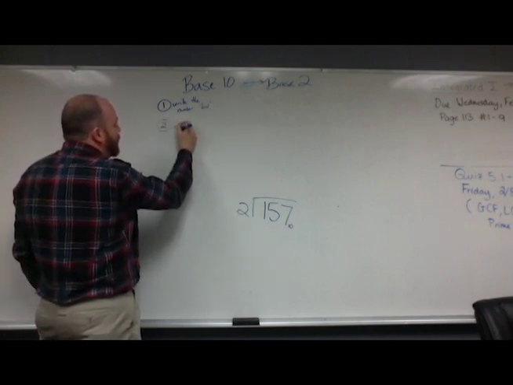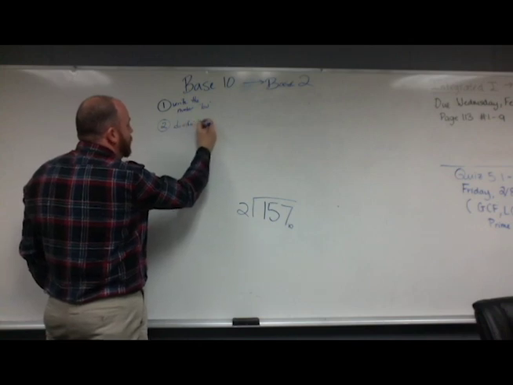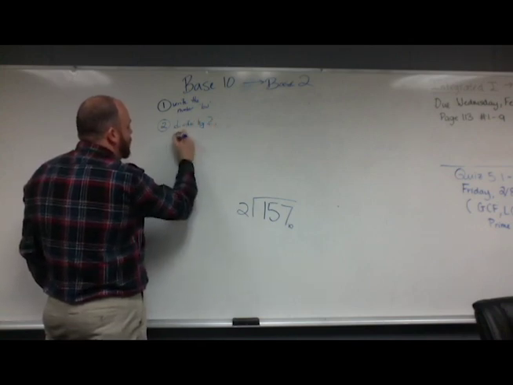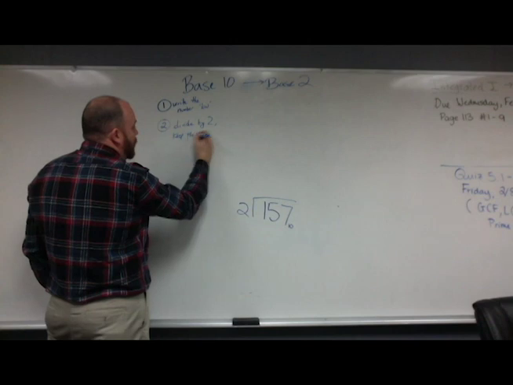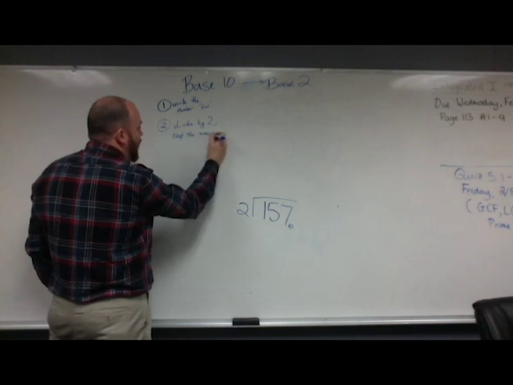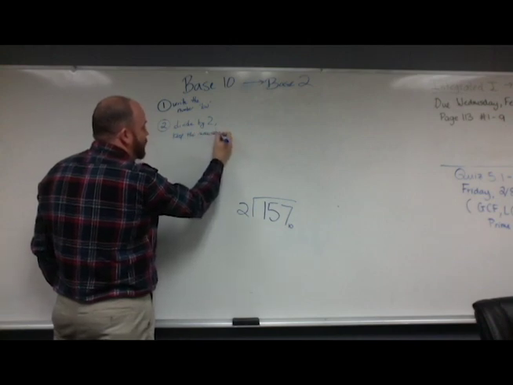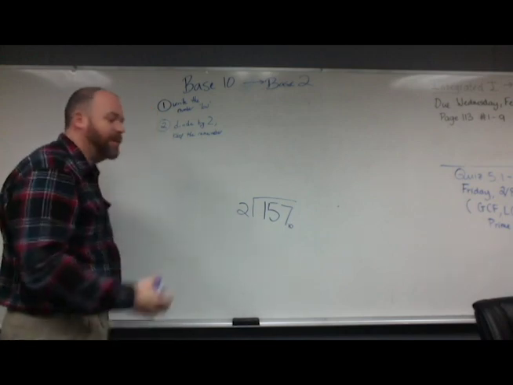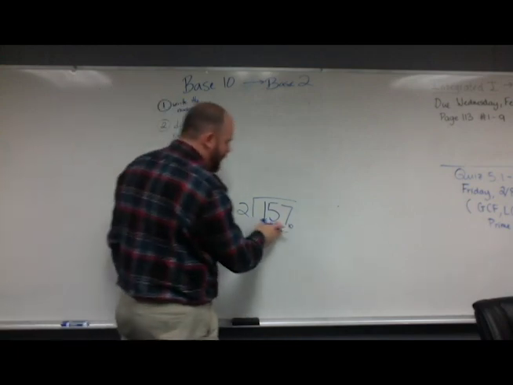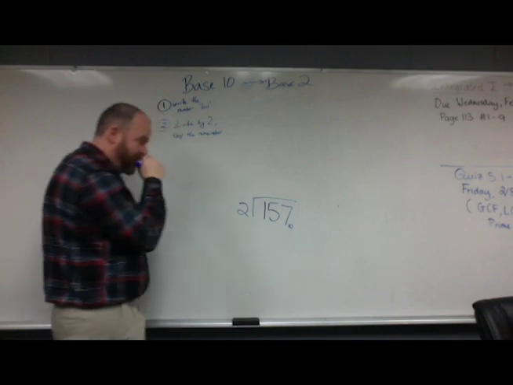So, step 2: divide by 2, keep the remainder. In other words, I don't want to say there's a half of something left. I just want to say there's a whole number and then here's how much is left. Now, here's the hardest part of the whole problem. What is 157 divided by 2?